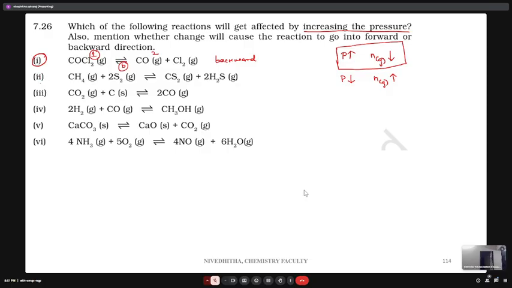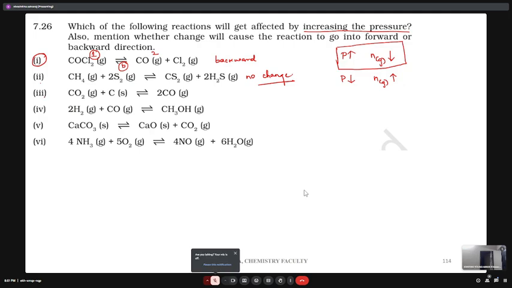Second question. No change, ma'am. No change, because here both reactant and product have equal number of gaseous species. So if you change the pressure also, there will not be any impact. So no change. It will not cause any change here.